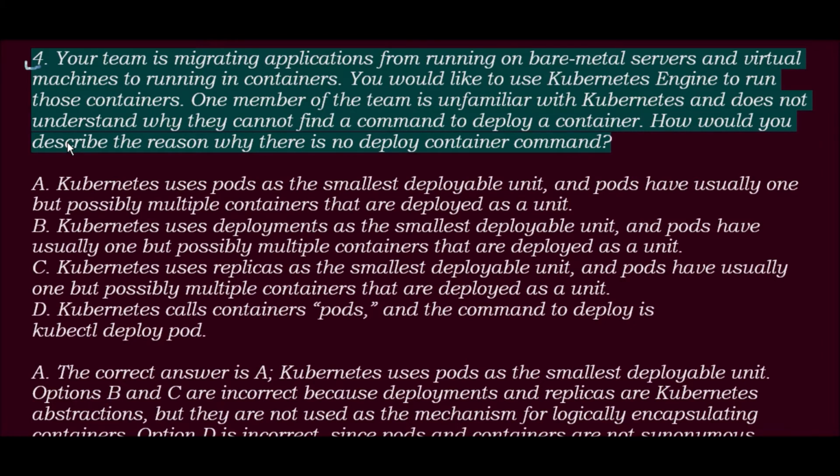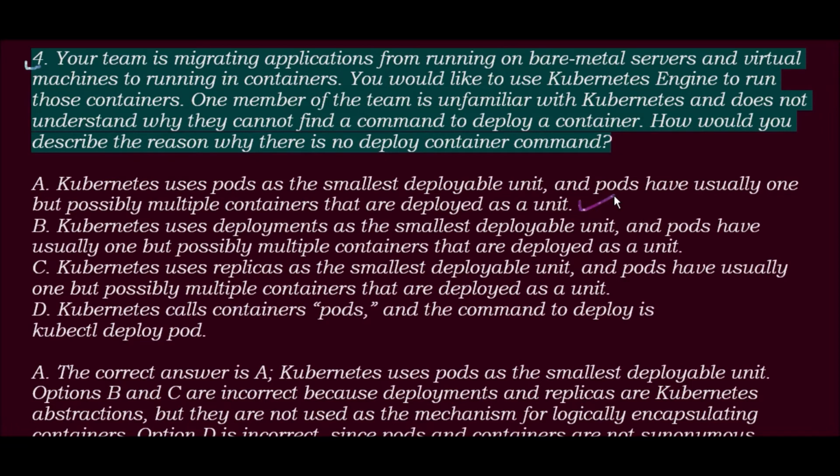Option A: Kubernetes uses pods as the smallest deployable unit, and pods have usually one but possibly multiple containers that are deployed as a unit. This option A is correct here because Kubernetes uses pods as the smallest deployable unit. Okay, that's why here option A is correct.